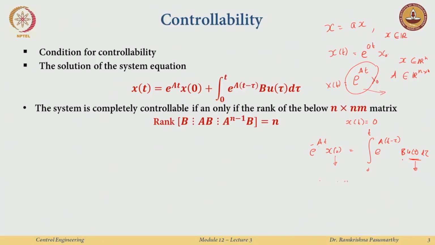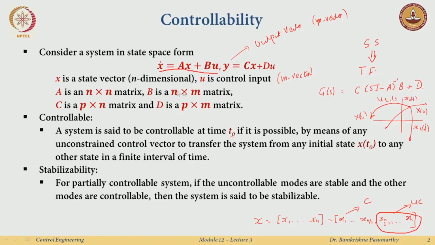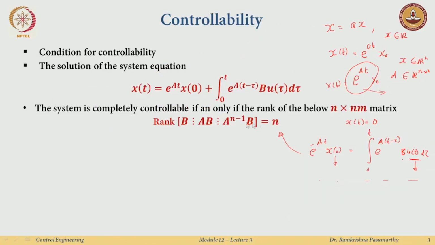Again, I will not go into the details of computing how the solution goes, but I will directly introduce the way of checking this. The system is completely controllable if and only if the rank of this matrix, with B being an n cross m matrix, is n. Then I say that the system is completely controllable.